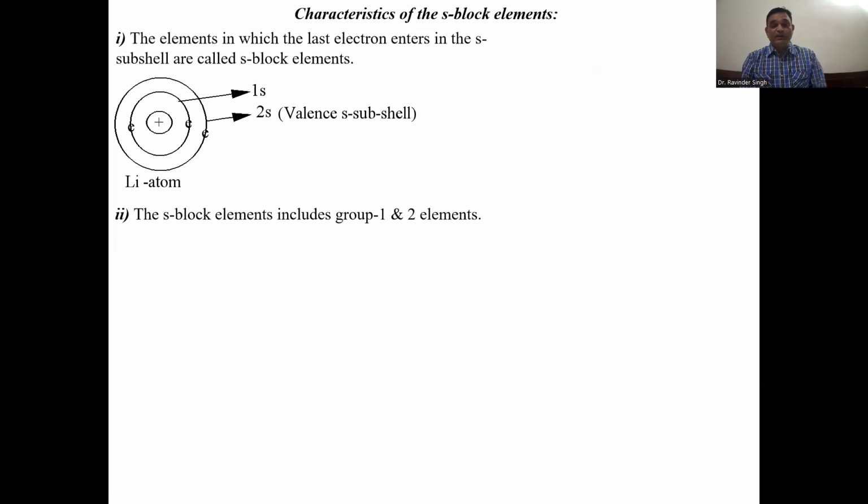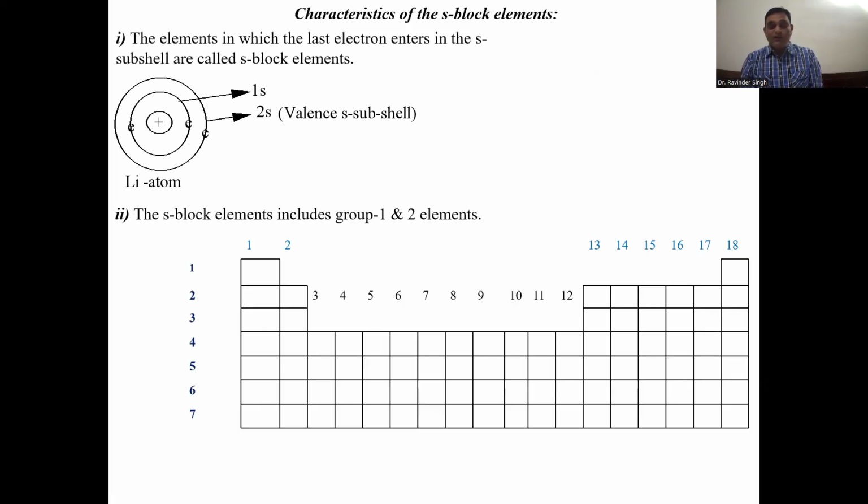The S block contains two groups, group number 1 and group number 2. Why two groups? Because in the S subshell, there is only one orbital. And due to the presence of only one orbital, according to the Pauli exclusion principle, an orbital can have a maximum of only two electrons, means two electrons of opposite spin can be placed in the same orbital. So due to these two electrons, there are two groups.